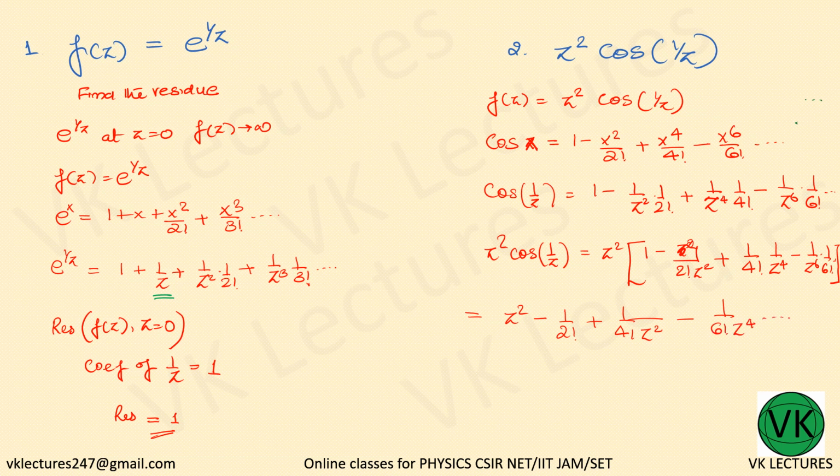Now here we need the residue of the function f of z, again at z equal to 0. So this is the coefficient of 1 by z. This is z square, this is z to the power 0, this is z to the power minus 2. There is no z to the power minus 1. So the coefficient of 1 by z is 0. So the residue is 0.